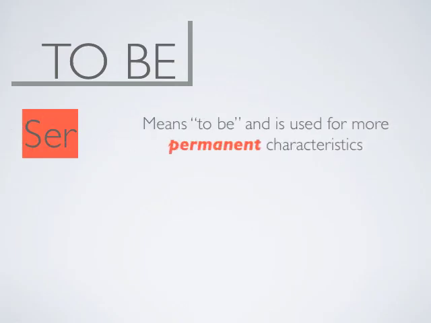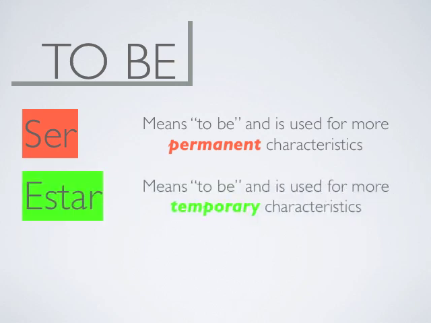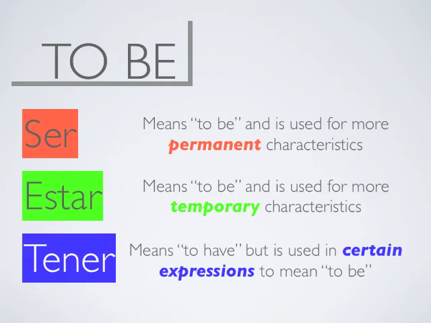The verb ser means to be, and it is used for more permanent characteristics. The verb estar means to be as well, but it is used for more temporary characteristics, states of being or characteristics that change regularly and are not considered permanent. The verb tener literally means to have, but it is used in certain expressions to mean to be. Let's go over a few examples.